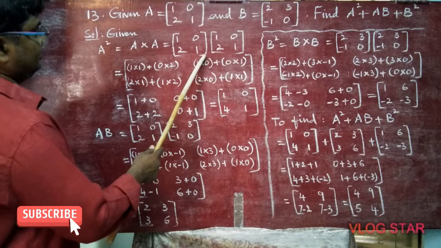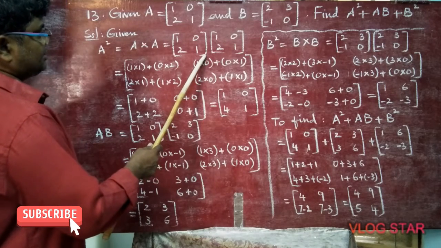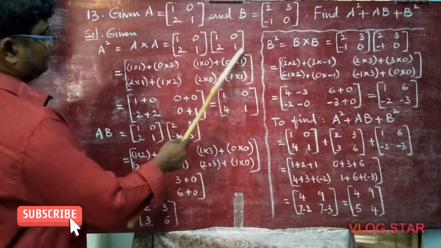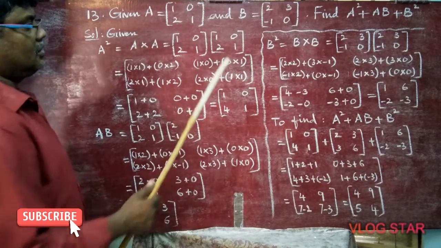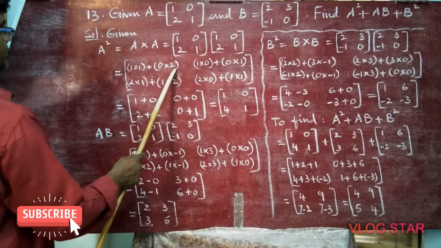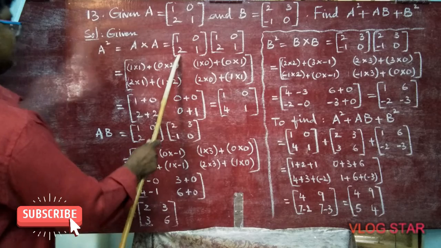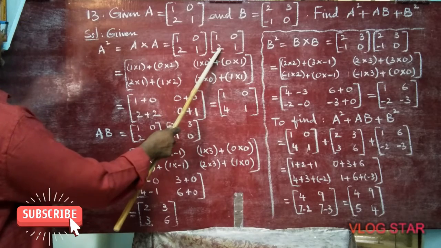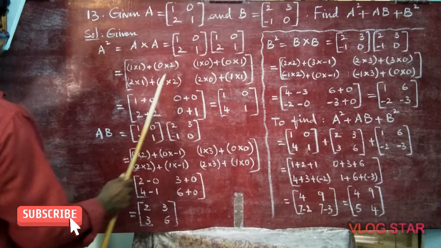You know already all the principles that would be followed. First matrix column should be equal to second matrix row, then only multiplication is possible. And second one is row with the column. This is all understood hereafter. So 1 into 1 plus 0 into 2. Again 1 into 0 plus 0 into 1. Next 2 into 1 plus 1 into 2. Last one 2 into 0 plus 1 into 1.